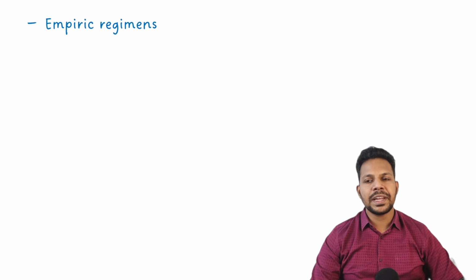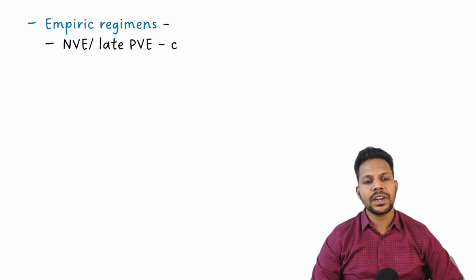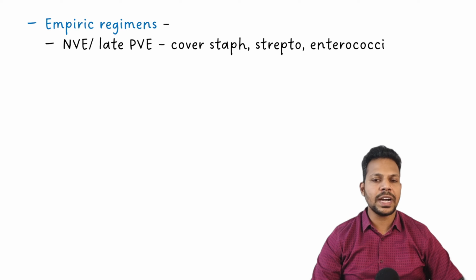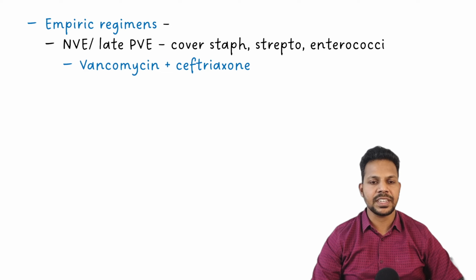Now let's formulate the empiric regimens. We need a regimen for the native valve endocarditis or the late prosthetic valve endocarditis, and we need a regimen for early prosthetic valve endocarditis. So the treatment regimen for NVE or late PVE requires coverage for staph, strepto as well as enterococci. So the treatment would be vancomycin plus ceftriaxone. If at all required, you may add gentamicin there.